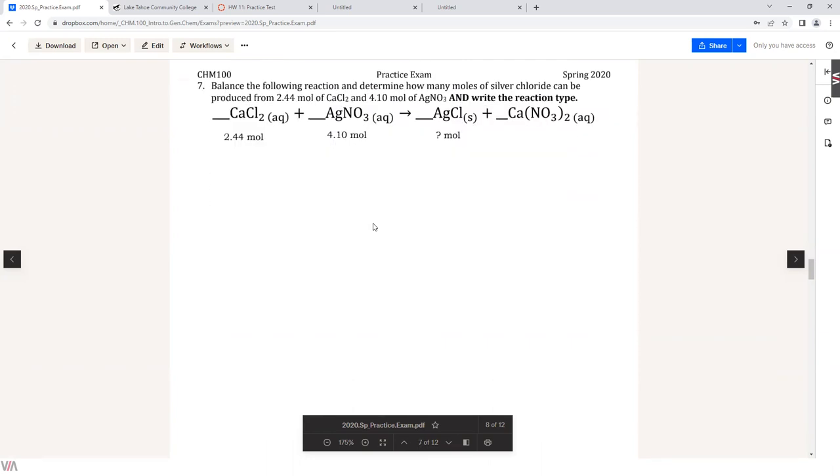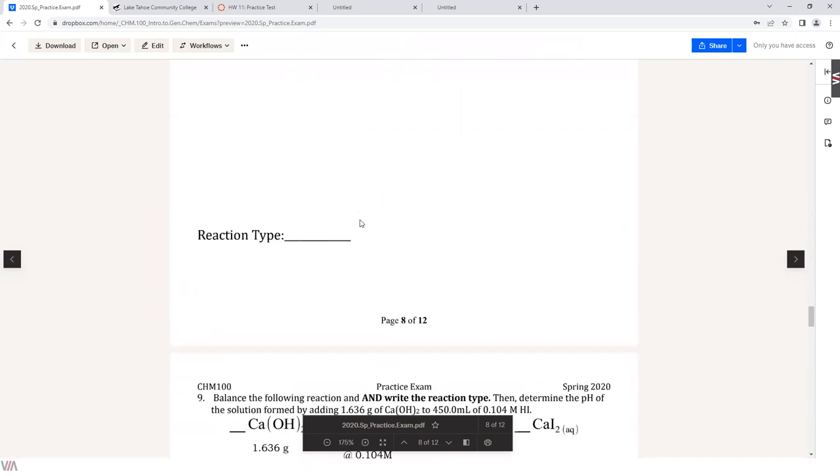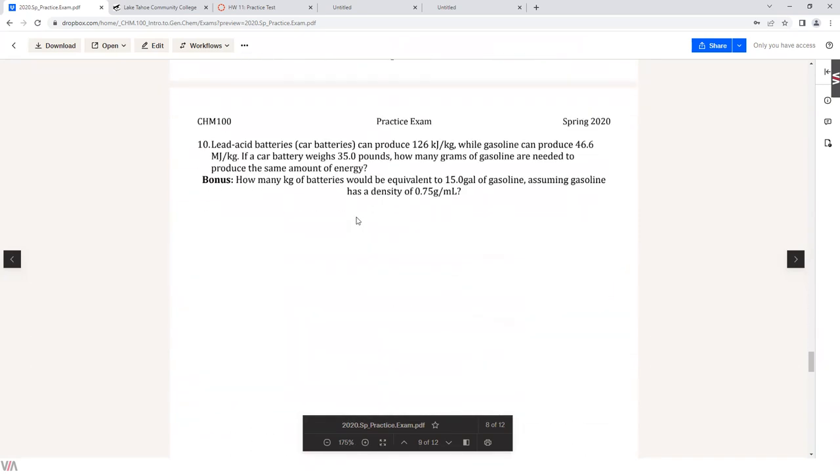That's the rest of the test, 7, 8, and 9. Are straight up stoichiometry. And then 10 is always just a wild card. It can be a little bit of problem solving. It's going to involve a conversion to some extent. I'm going to give you some conversions in the word problem.